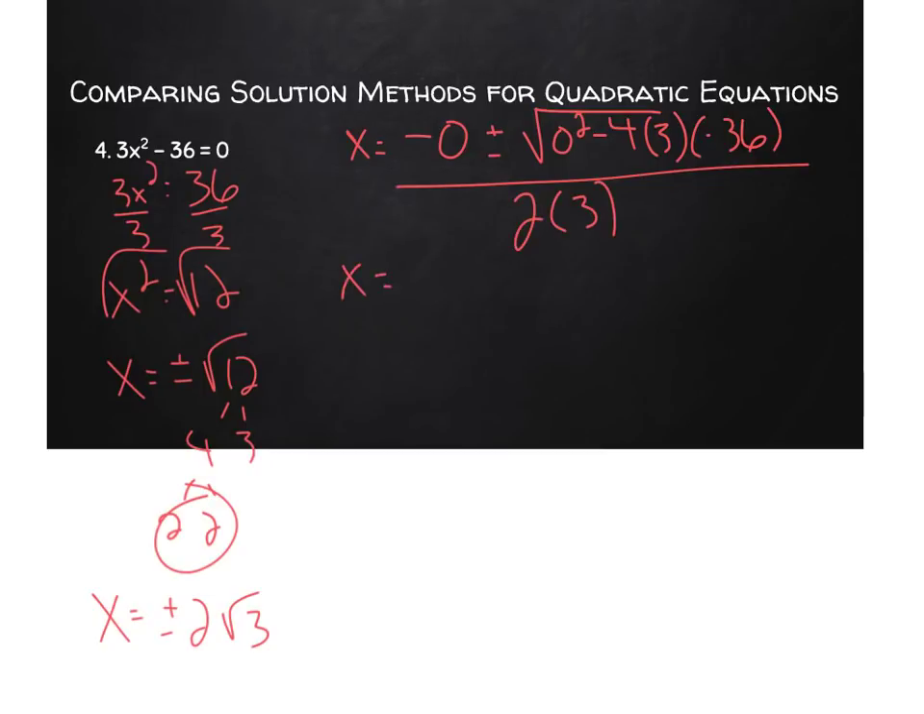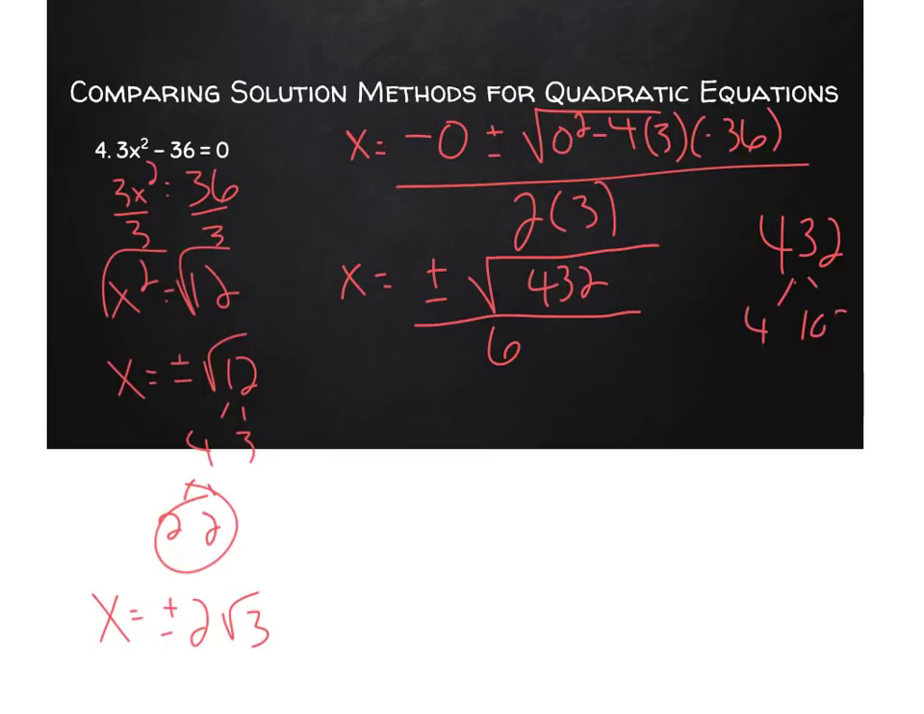Well, simplifying, that 0 drops out, so then we get plus or minus the radical. Well, and 0 squared is just 0, so we get the square root of 4 times 3, which is 12, and then 12 times 36 is 432, and 2 negatives make it positive, and then 2 times 3 is 6. Then looking at 432, we can divide by 4, and we get 4 and 108.